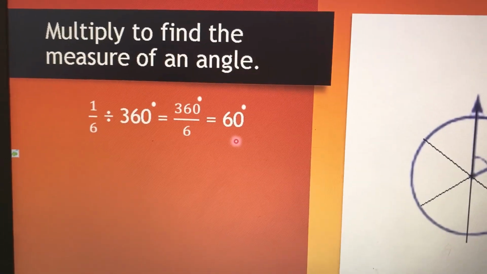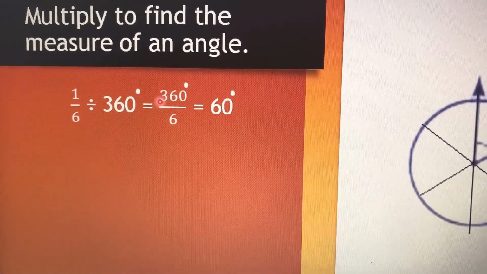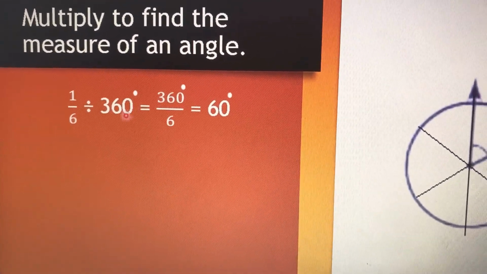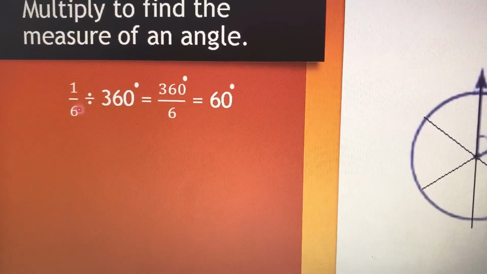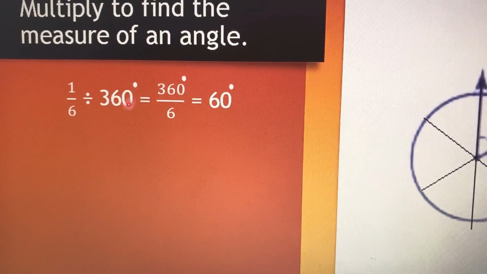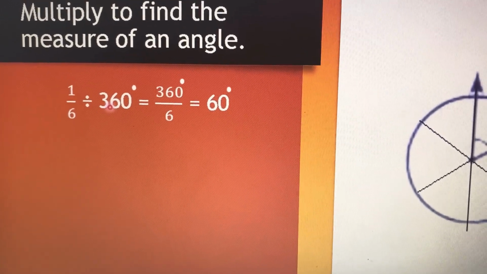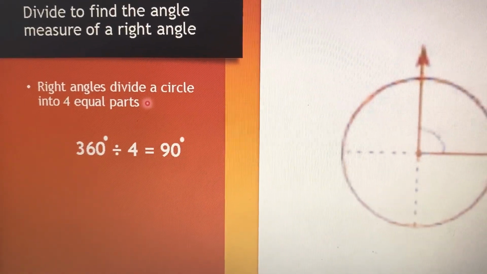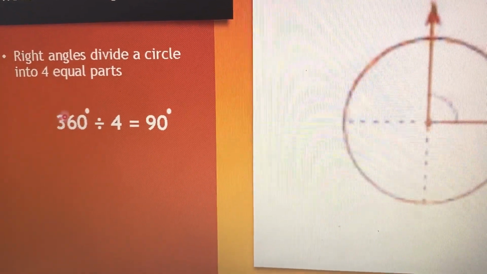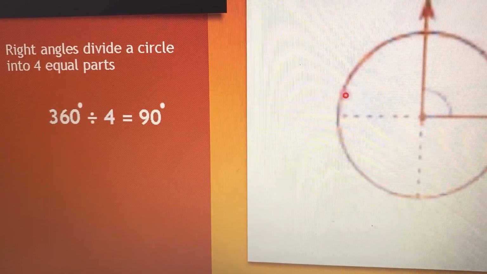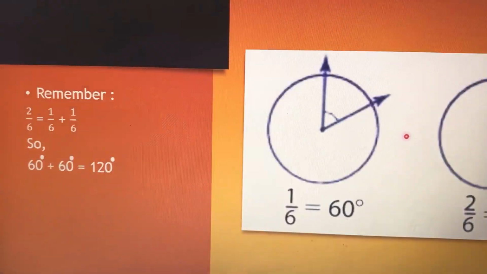So again, I can use multiplication to find or to measure an angle by taking the unit fraction and multiplying it by the total number of degrees. And for me, I find this one easier. I can use the total number of degrees of a circle divided by the equal parts of a circle.